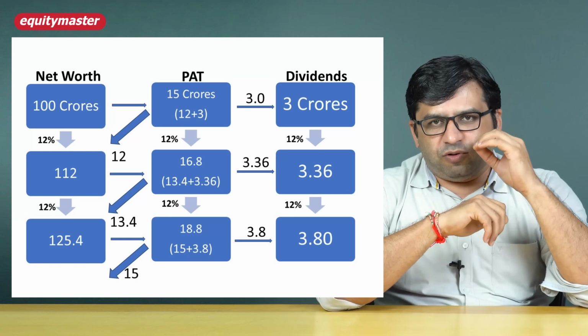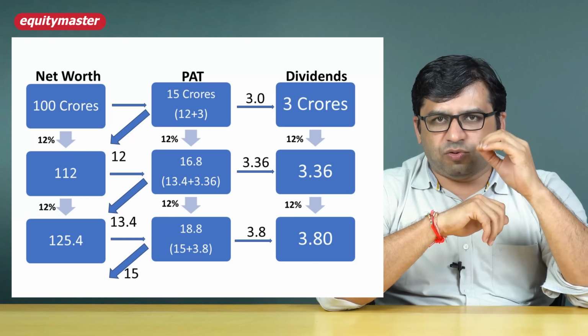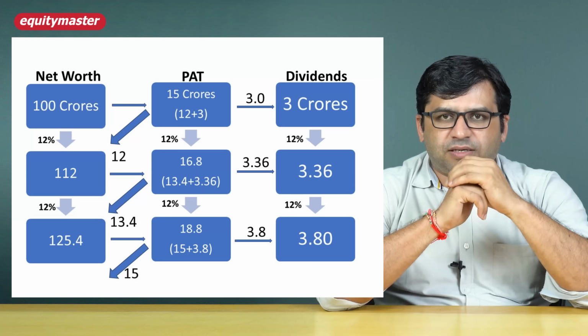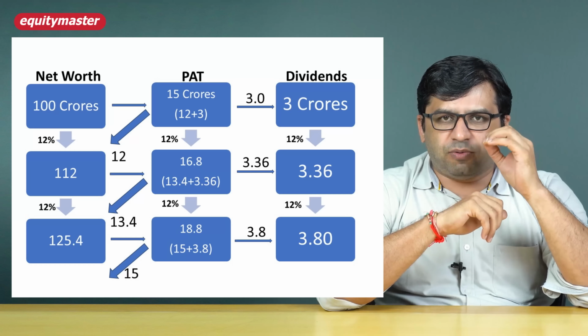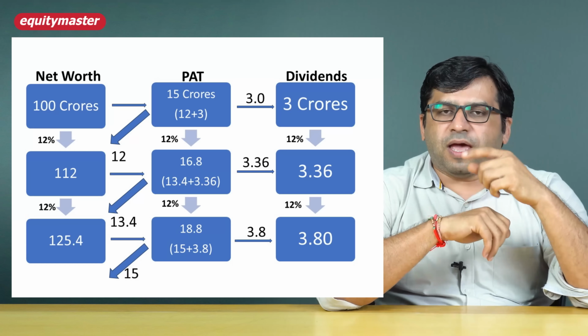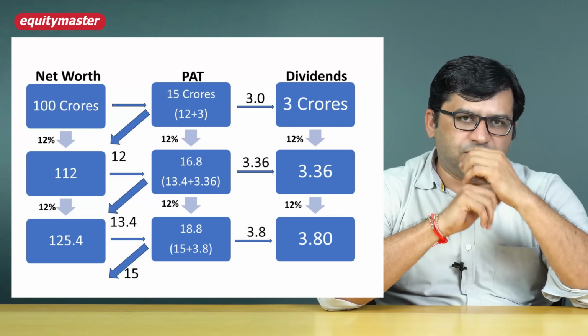So this way, if you need 12% growth, you have to grow the net worth of the capital base by 12% by investing a large part of the profit back into the business and paying out the rest as dividends.